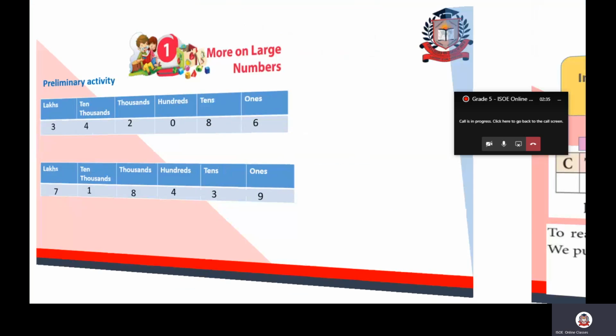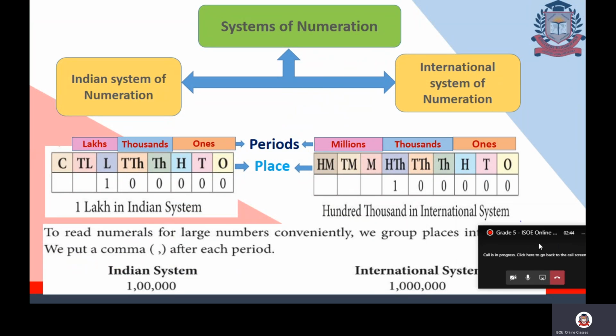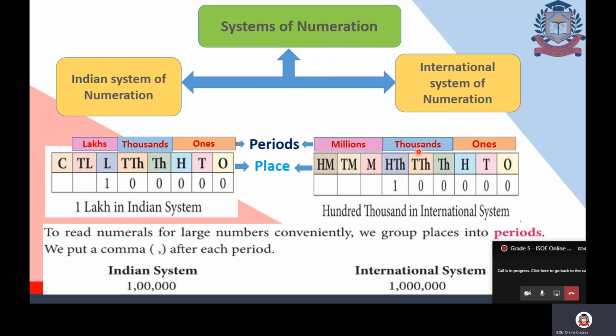Okay. Before going to our today's session, let us have a quick revision of what you have learned in grade 4. We have learned about systems of numeration in our grade 4, in which we have two systems of numeration. One is Indian system of numeration, and the other is international system of numeration. Right. So this is Indian system of numeration, and this is a place value chart in Indian system of numeration.